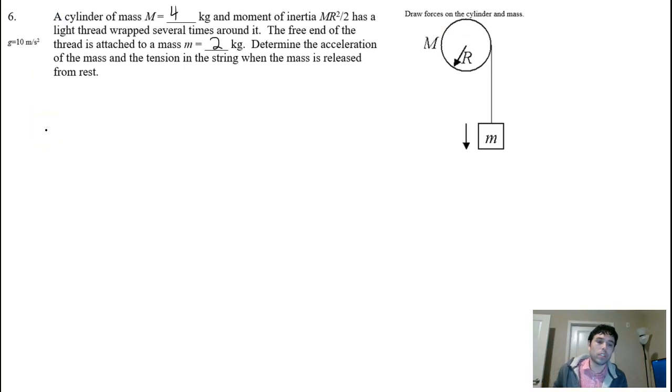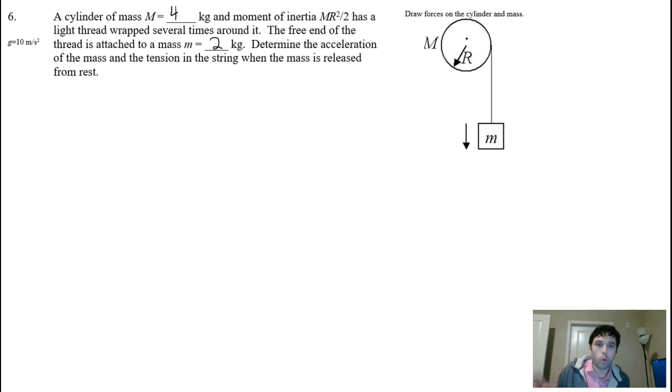Number 6. This one's kind of a doozy. So hang with me here. There are several steps to this problem. I broke it down into three steps. So it's asking us, we've got the cylinder. It tells us the mass of the cylinder, 4 kilograms. We get the moment of inertia. It doesn't tell us what it is, but it tells us it's mr squared over 2, right?